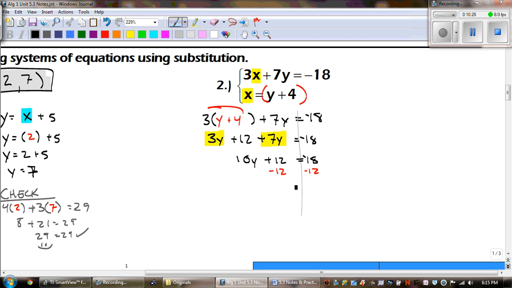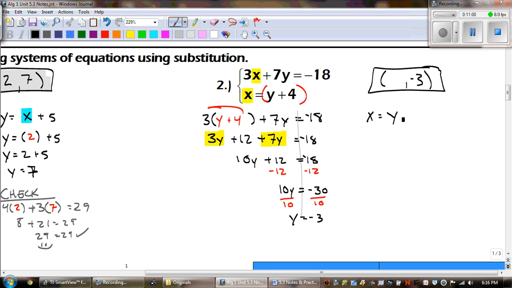That's 18. 18 minus 12 gives us 6... I mean, we have the 10y over here, and to get the y by itself, we divide by 10. And we get that y equals negative 3. So as I'm looking for my answer up here, the only thing we found was y. y equals negative 3. I need to know what x is.